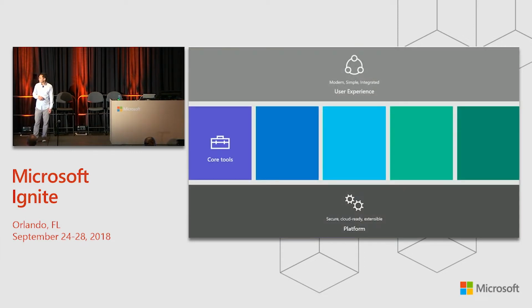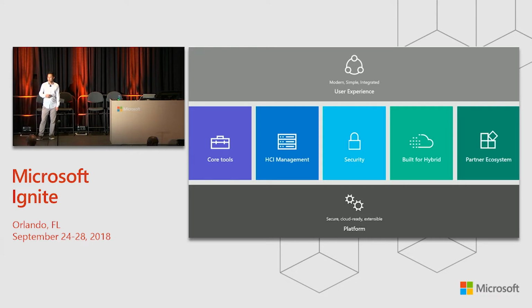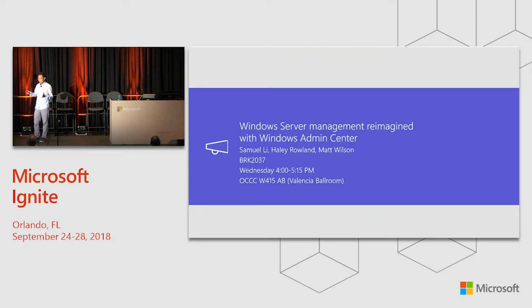In Windows Admin Center, we're focusing on 5 main areas, the first being the core tools that I just mentioned, hyper-converged infrastructure management that we'll talk a lot about today, modern security built in, such as RBAC and Azure AD integration, and built for hybrid environments with integration with Azure, and working with hardware and software partners to build extensions for their products. There's a lot of stuff that we won't cover today, and we have an entire session for 75 minutes later today at 4 p.m. I hope you don't miss it.